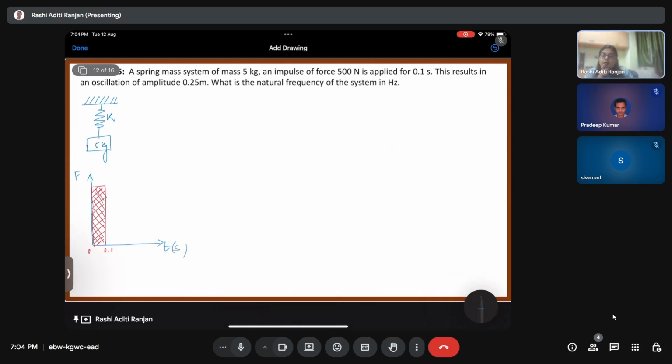Now we have that it results in an oscillation amplitude of 0.25 m. Firstly, if you remember, for an impulse we have F dt, which is nothing but mass into velocity, momentum. Initially, it is in a static, equilibrium state: x is 0, velocity is 0. After the impulse, we consider x still as 0 because it occurs for a very small time. The velocity can be evaluated from this equation, which is because of the momentum that it gets from the impulse.